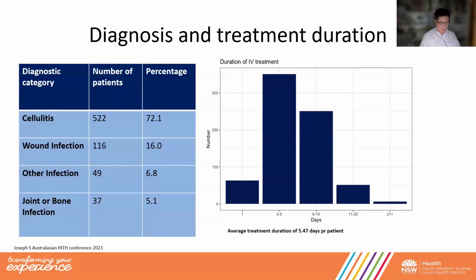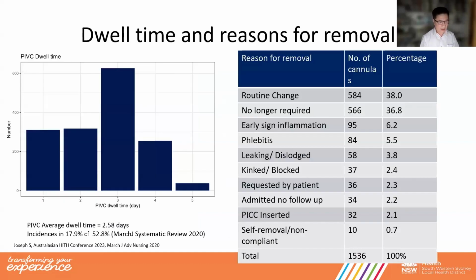So the most commonly treated diagnosis was cellulitis and skin and soft tissue infections. A small proportion have joint or bone infection. The majority of patients, 85%, were treated with cefazolin, with 15% treated with piperacillin and tazobactam, which is Tazocin. The average treatment is around 5.5 days. The PIVC dwell time is 2.58 days.